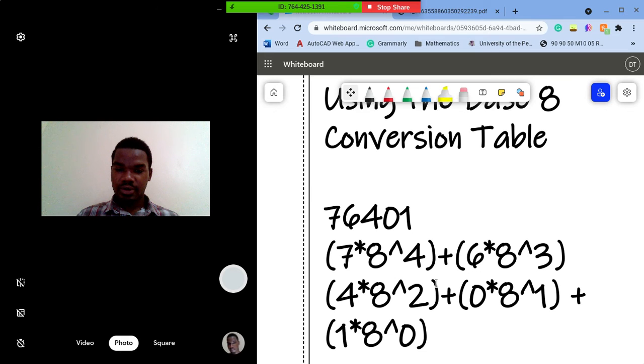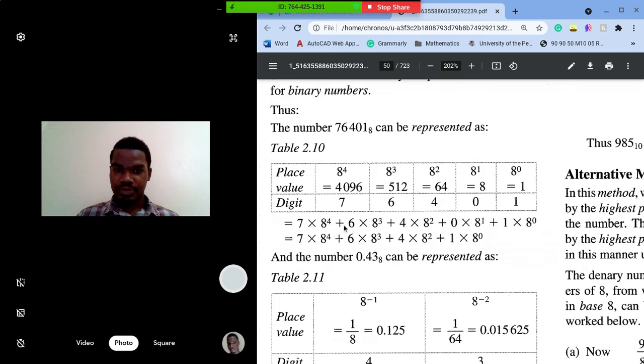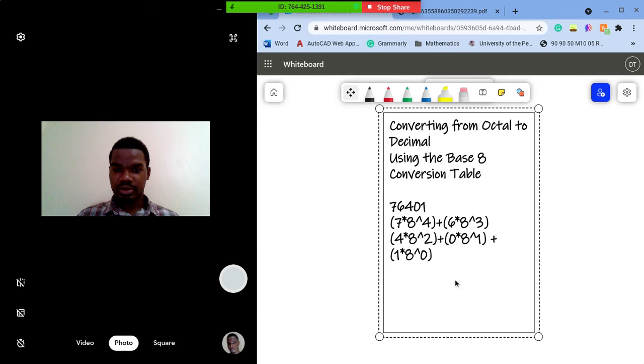What is 8 to the 4 again? Look on the conversion table. 8 to the 4 is equal to what? 4,096. 4,096. So that means we really have 7 times 4,096. Since that is what 8 to the 4 means.